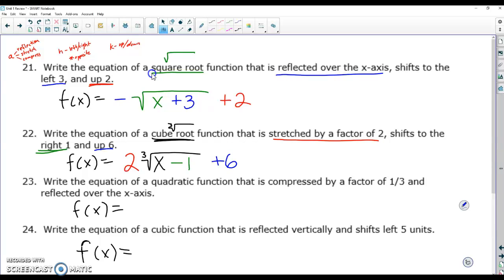Number 23, it says, write the equation of a quadratic function. A quadratic function is something to the second power. So to write our problem, I'm going to put a set of parentheses with an x, and I'll put a 2 up at the top.